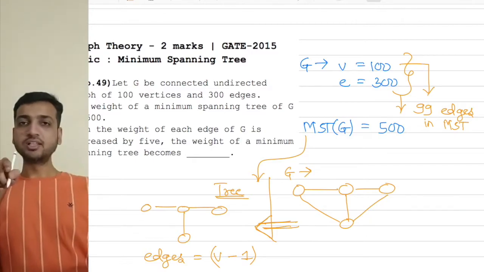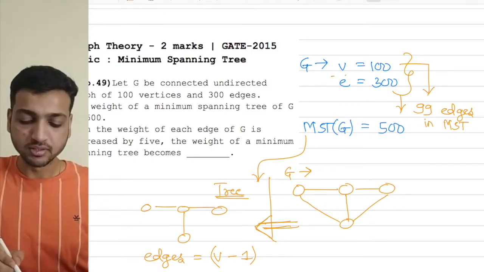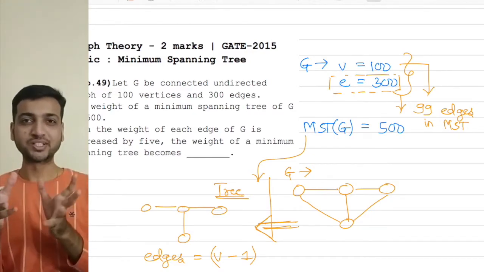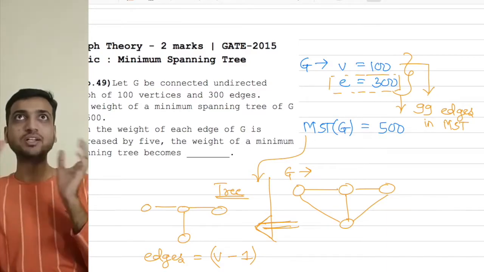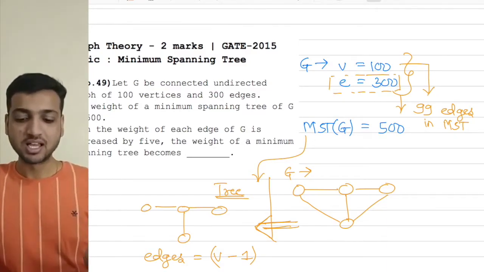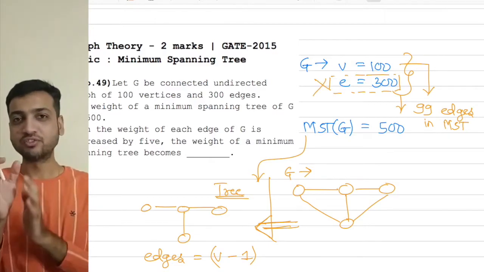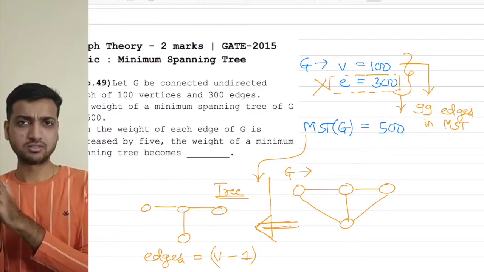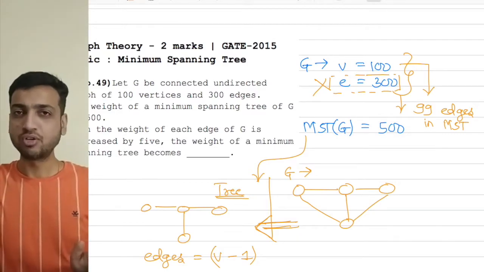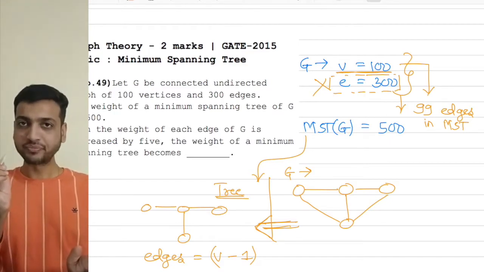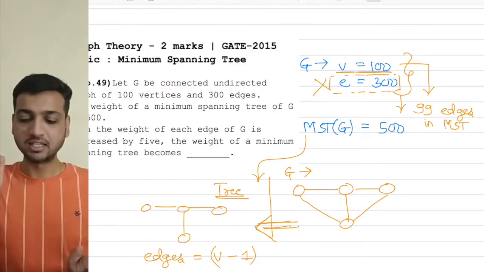So if you really think about it, this information that the graph has 300 edges is actually useless, and it is purposely given to confuse the students so that they will keep on thinking, oh, if there are 300 edges, then how many edges will be in the MST. Actually, this information is given just to misdirect you, so you can very conveniently ignore that piece of information. What we know for sure is if there are 100 vertices in the graph, then there will be 99 edges in the MST.